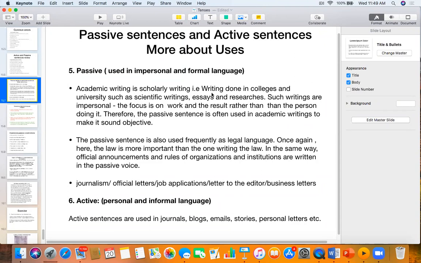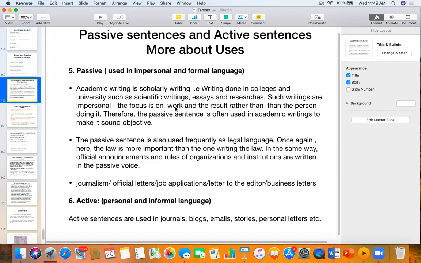All right, that is very frequently used in academic language. And so when you do that, passive voice is used. All right. So if you look at this, these are writings done in colleges and universities, such as scientific writings, essays, and researches. Now, such writings are very impersonal, because the focus is not on the doer of the action. The focus is on the work.